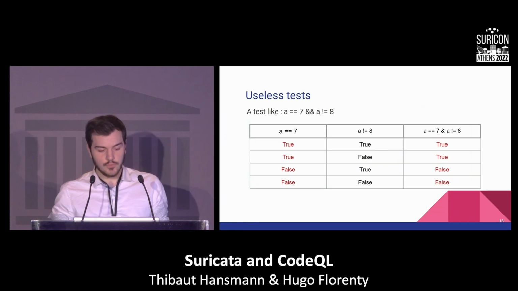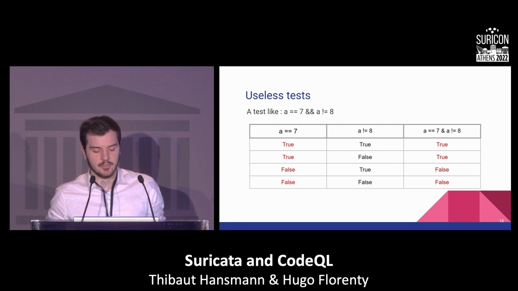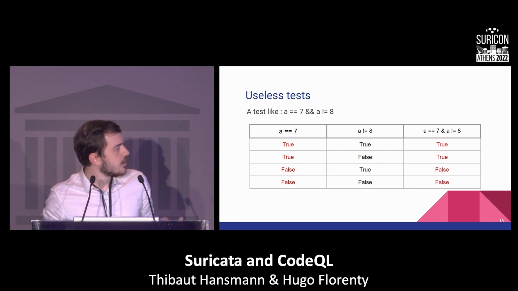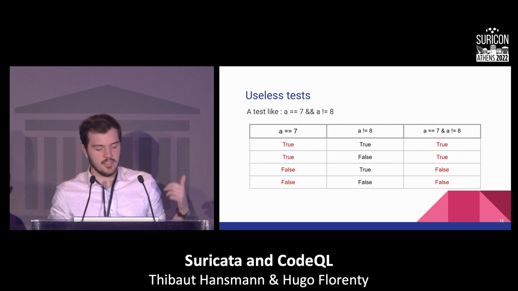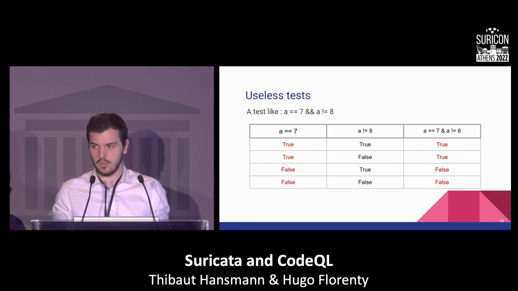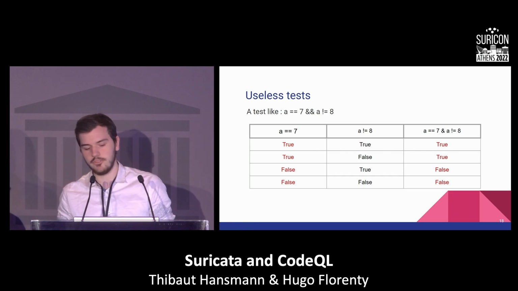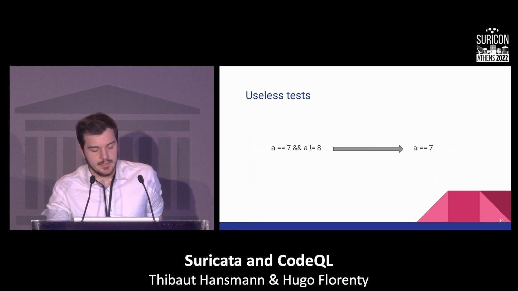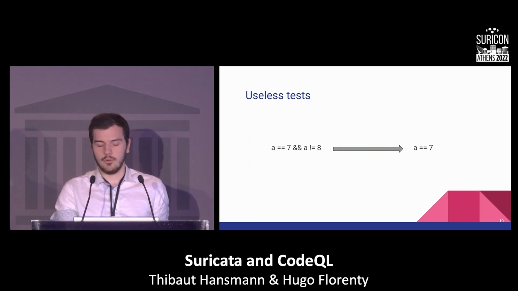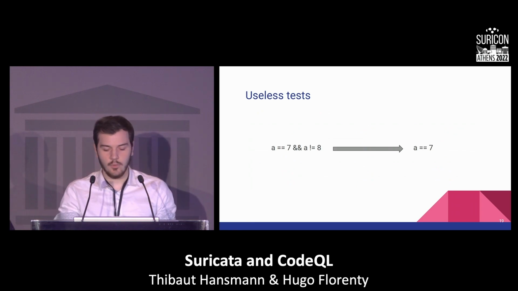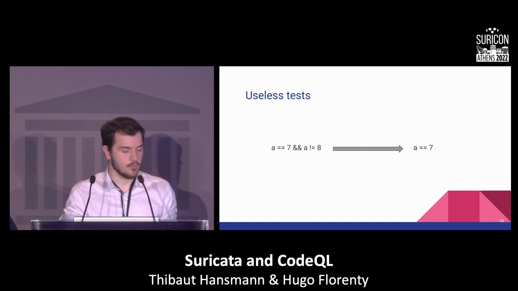So first, for the useless test, as I talked about before, you can see that in this case we have 2 aspects of the test in the same if: a equals 7 and a is different from 8. As you can see, a is different from 8 is totally useless, because if a is equal to 7, it can't be 8. That's how you correct the bug, and that's what we put in our query to show people.